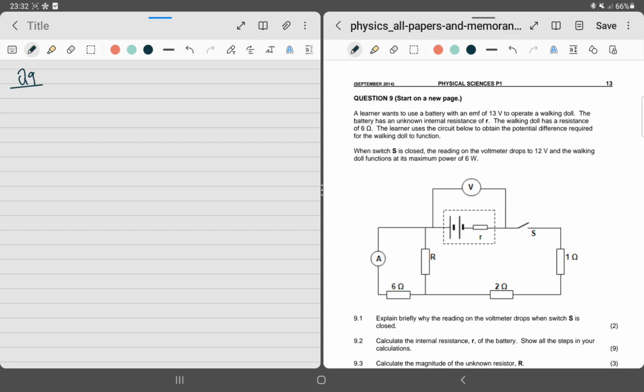When switch S is closed, the reading on the voltmeter drops to 12 volts and the walking doll functions at its maximum power of 6 watts.